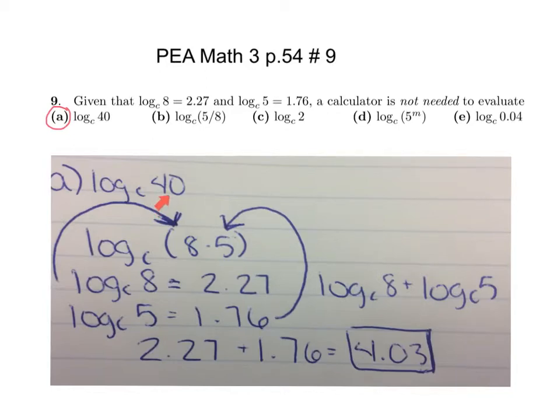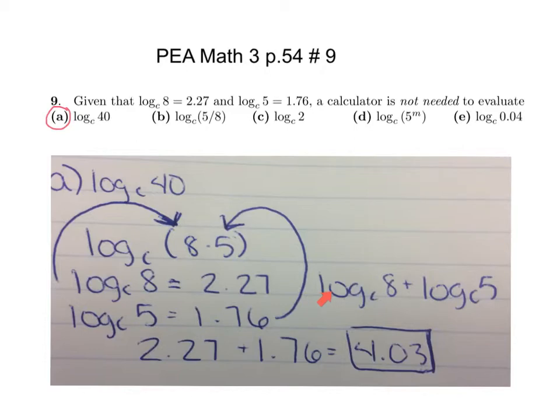So how do you break 40 into 8 and 5? You divide 40, if you divide it by 8, you get 5. Divide by 5, you get 8. So it'd be 8 times 5 is 40? Yes. Good. And once you have log base C of 8 times 5, then what do you do right here?